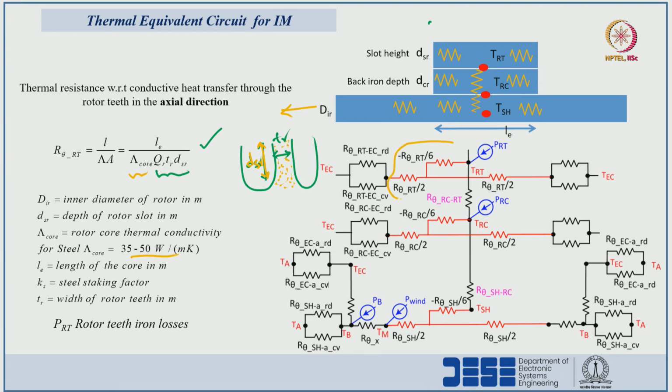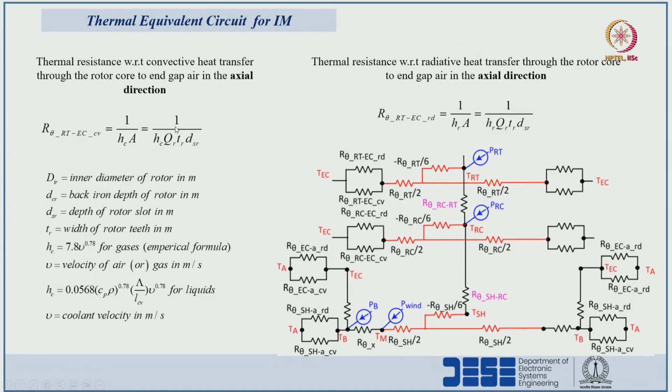With that, we can calculate these three thermal resistances, and the thermal resistance between the rotor teeth end portion and the end cap by convection and radiation. The area will be the same, only the heat transfer coefficients will change.